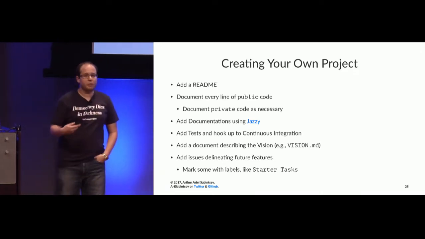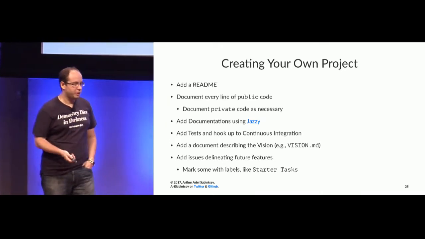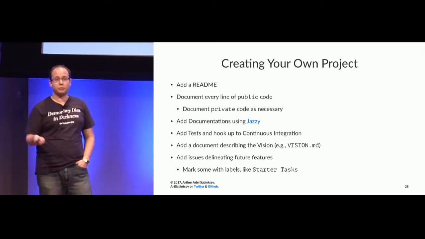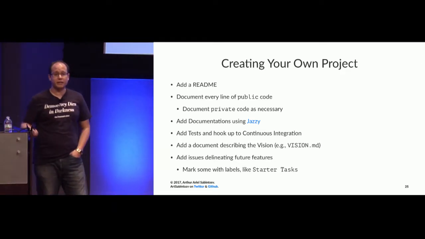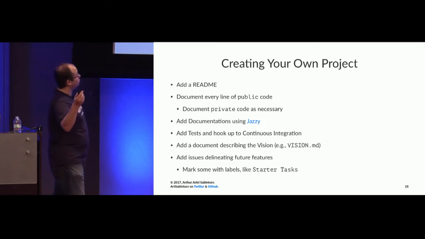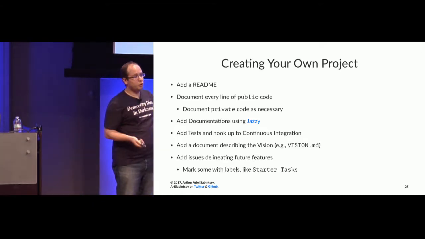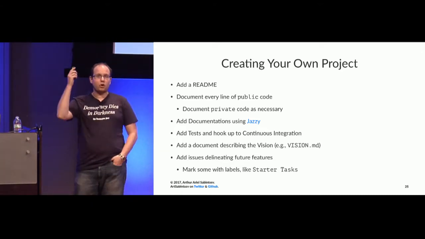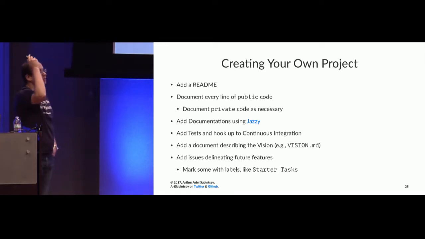Also, document your private code as necessary, because if people are going to be adding new features, they're going to need to understand what the existing hidden encapsulated features do. Use Jazzy, which is also by Realm, which also makes SwiftLint, to create a static HTML file that has all your code that you documented printed out to the web.